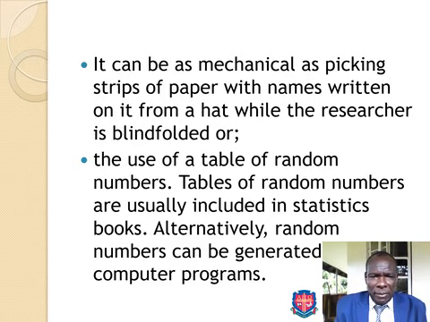The second way of doing simple random is to use a table of random numbers. The table of random numbers are usually included in statistics books. And alternatively, random numbers can be generated using computer programs. So in that way, when you use random numbers, you'll be able to find a simple random sample.